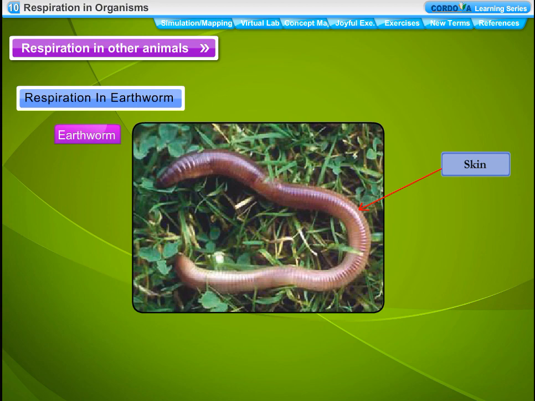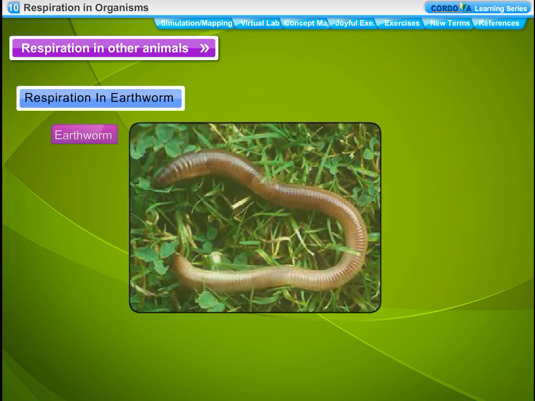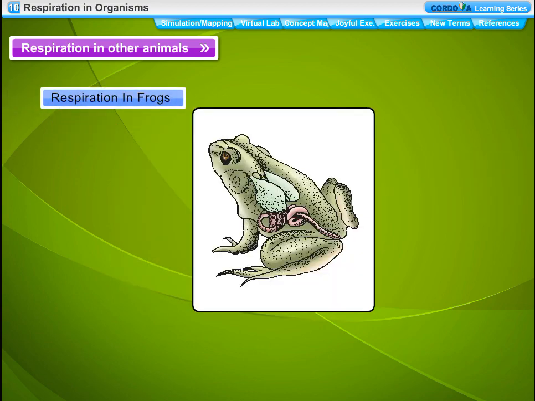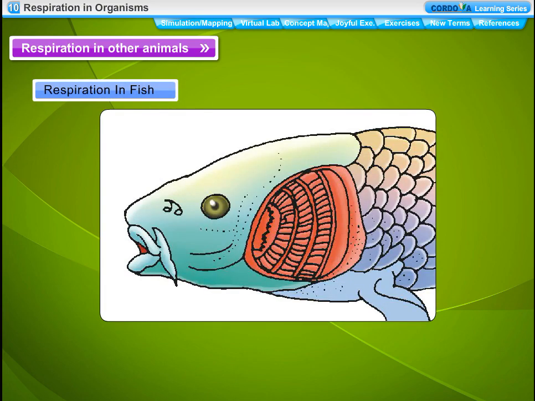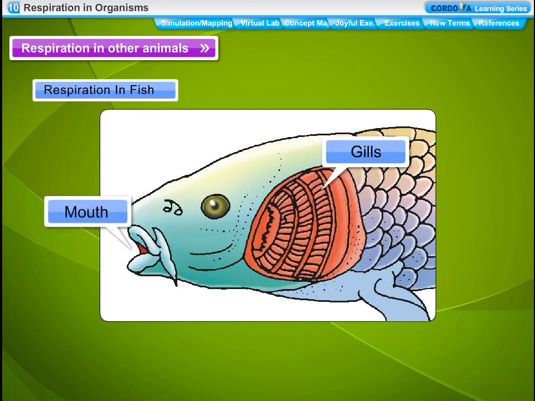Respiration in frogs. Frogs live both on land and in water. Frogs have a pair of lungs, like human beings, to breathe on land. In water, they breathe through their moist skin. Respiration in fish. Fish has special organs of breathing called gills, found on both the sides of its head. The fish breathes by taking in water through its mouth and sending it over the gills.